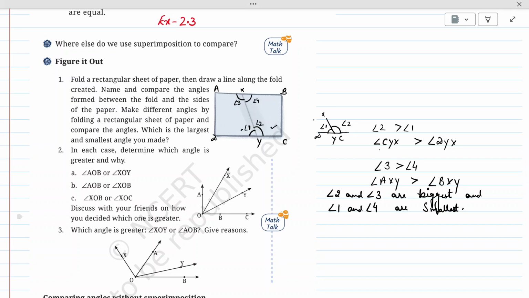And similarly, if we see this angle from this side, we rotate this rectangle and we will see it forms a similar figure for this side as well. And again, this angle would be greater, and this is smaller. Okay, now coming to the second question.